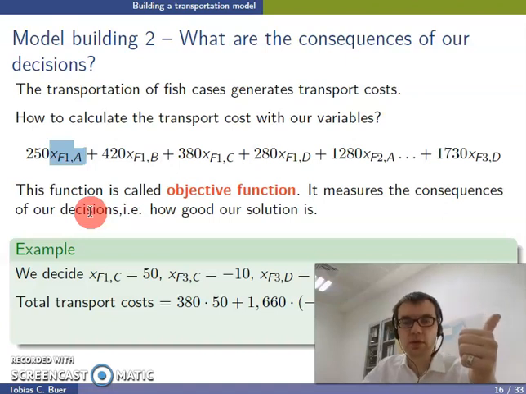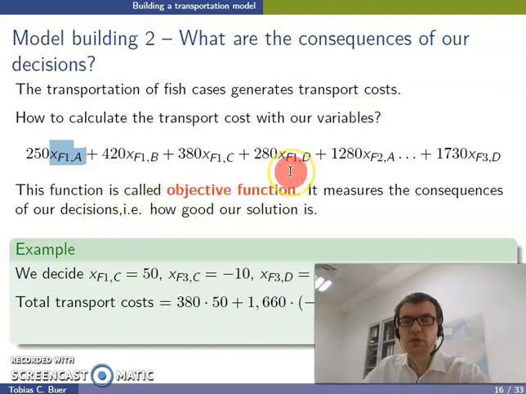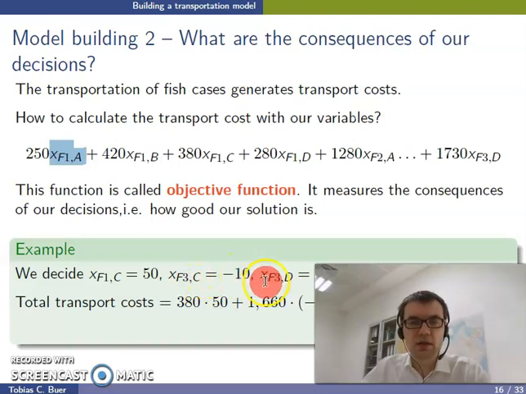Though you already know now the decision variables as an important component of a model and the objective function, let me give you an example for the outcome of an objective function. For example, we decided for the following values of our decision variables. From F1 to C, we transport 50 cases. From F3 to C, we transport minus 10 cases. From F3 to D, we transport 20 cases, and all the other transport relations are 0. No cases are transported.